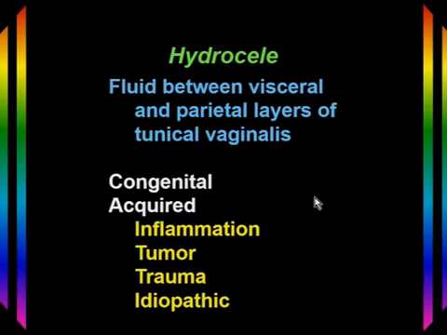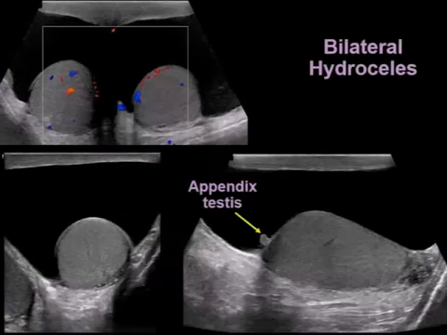Now, hydrocele occurs because fluid collects between the visceral and parietal layers of the tunica vaginalis. These can be congenital, but often they're acquired either from inflammation or a tumor or a trauma, or they could be idiopathic. So here's a patient who has bilateral hydroceles. You can see that we have a very large scrotum with lots of fluid around both of the testicles. The testicles are normal, as we see here, with normal blood flow.